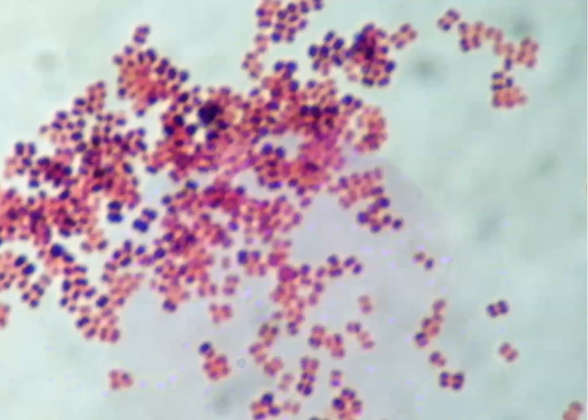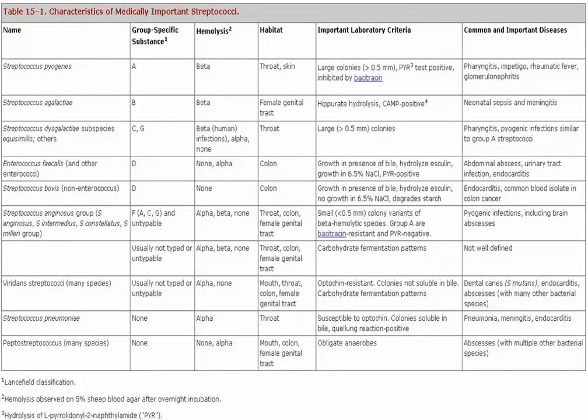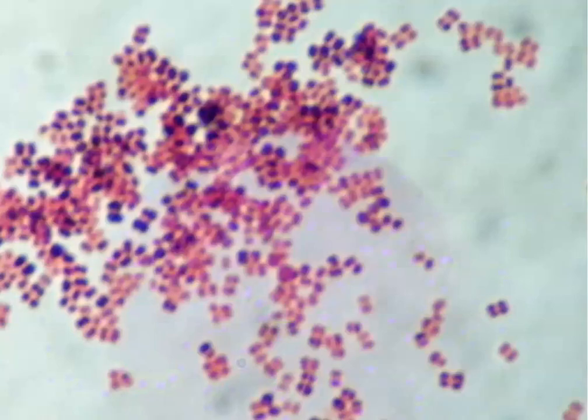They are PYR positive. So, one of you asked, what's PYR? The PYR is hydrolysis of L-pyrrolidonyl-2-naphthylamide. Actually, I don't know what this means. Okay. Susceptible to bacitracin. This is a spherical or ovoid shape.